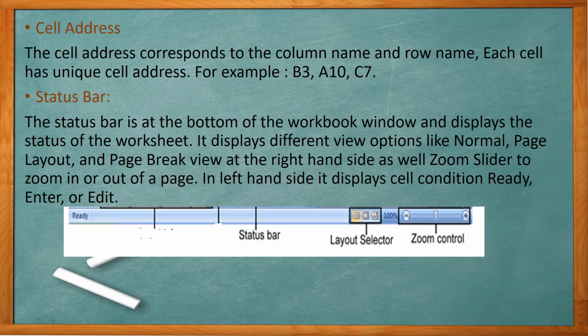Status bar. The status bar is at the bottom of the workbook window and displays the status of the worksheet. It displays different view options like normal, page layout and page break view. At the right hand side, there is a zoom slider to zoom in or out of a page. On the left hand side, it displays the cell condition: ready, enter or edit.